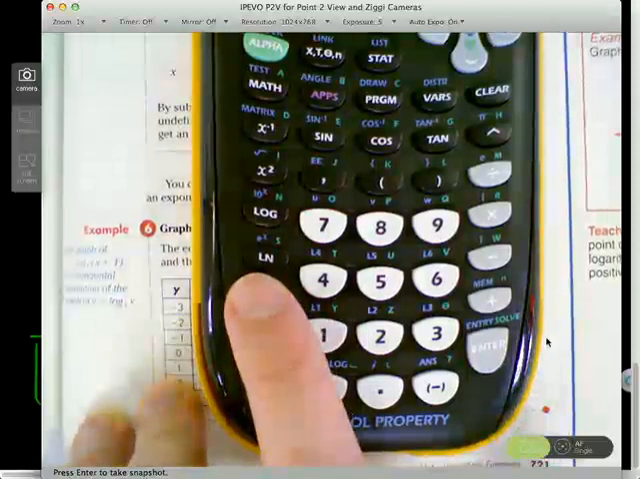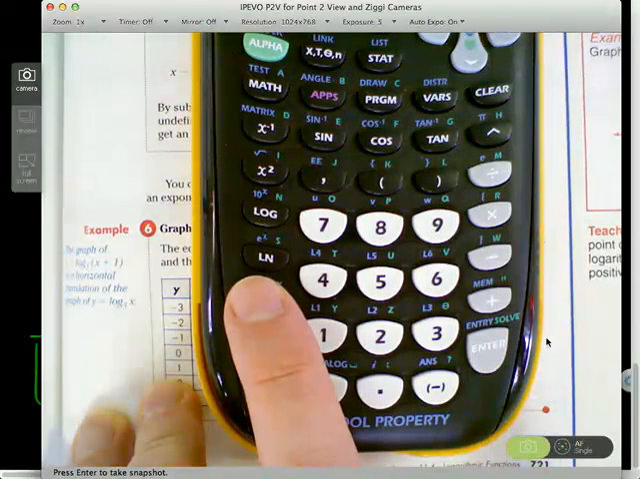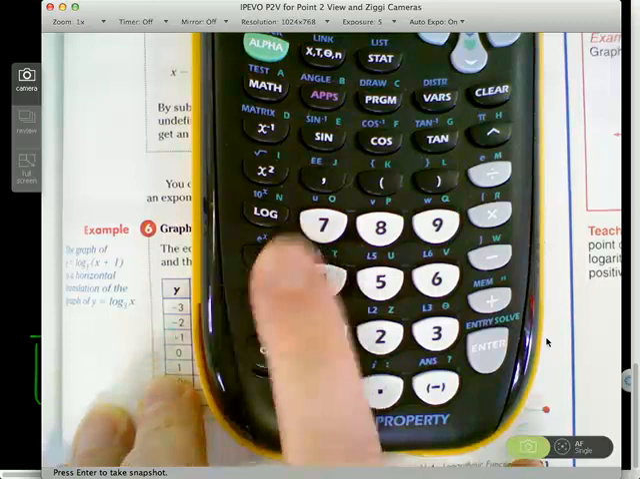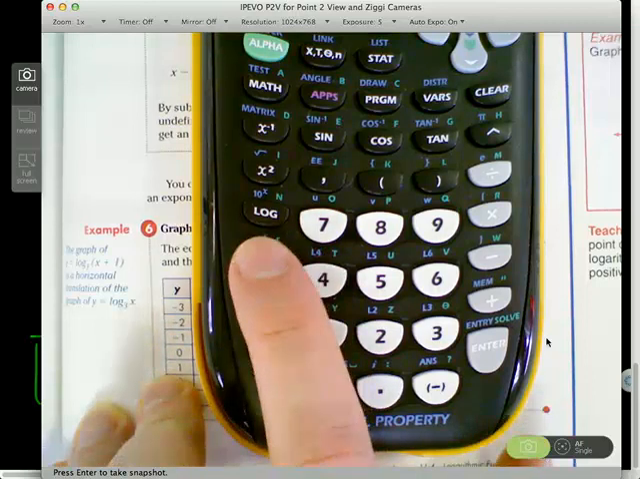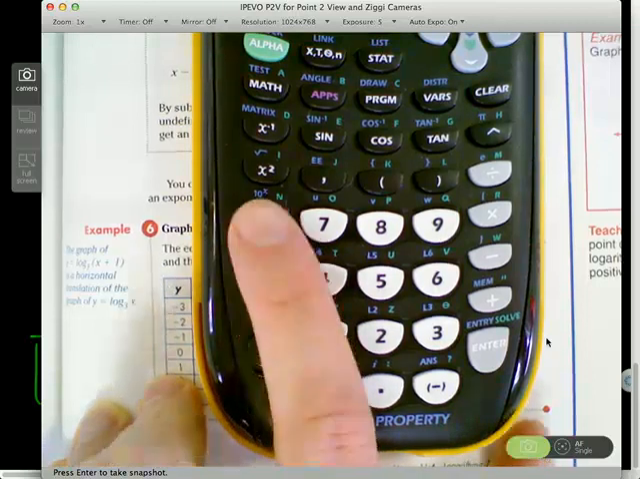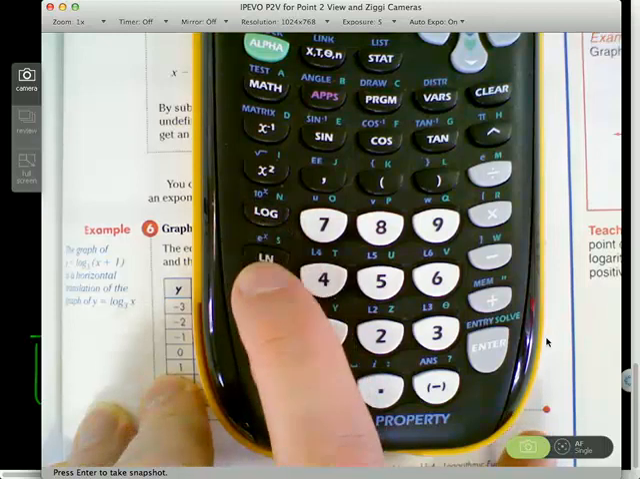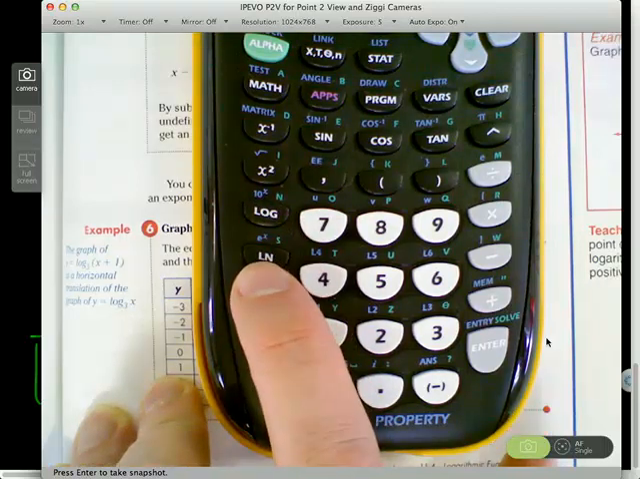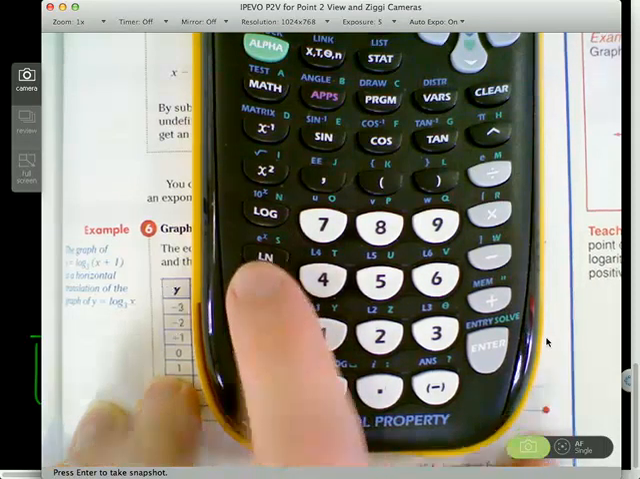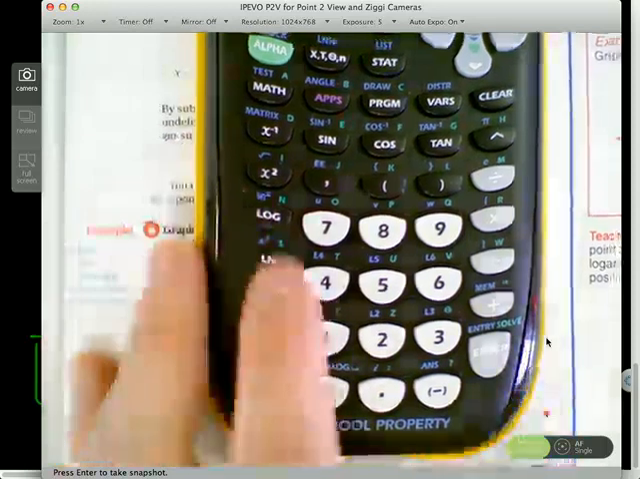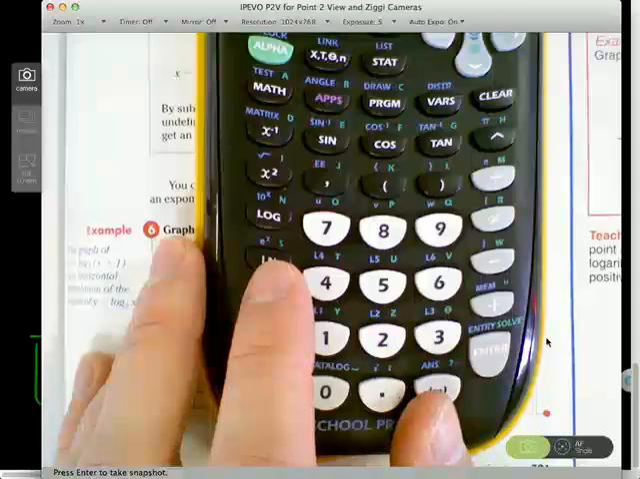You guys don't know what E is yet? We'll tell you later. It's the natural number. On the shift, it's 10 to the x and then e to the x. So 10 to the x is the inverse of log, and e to the x is the inverse of ln, right? Which ln is actually referred to as the natural logarithm.